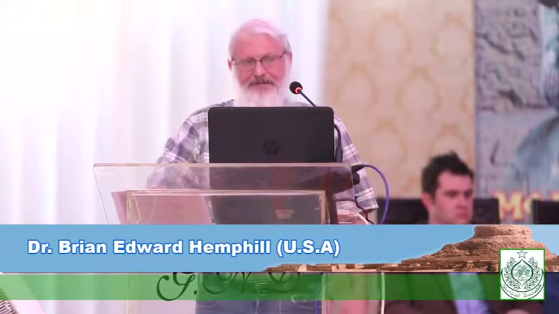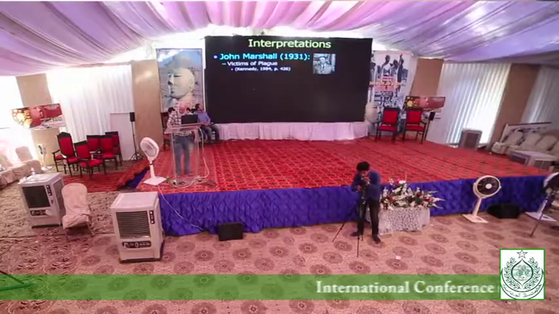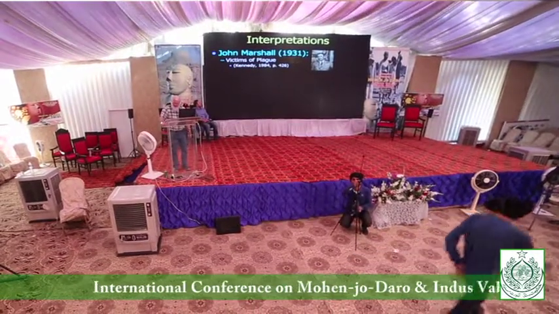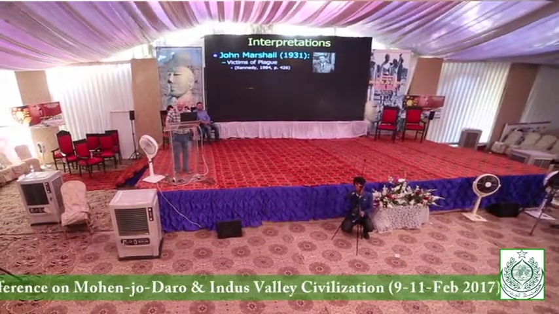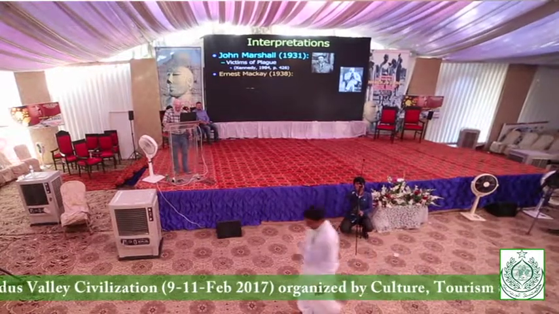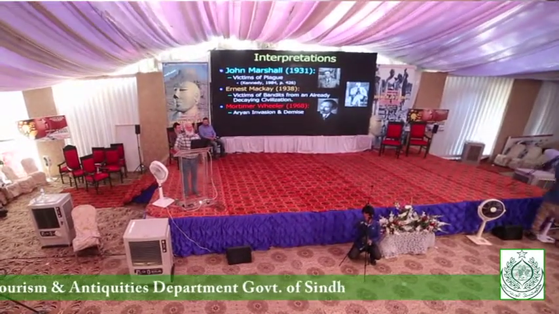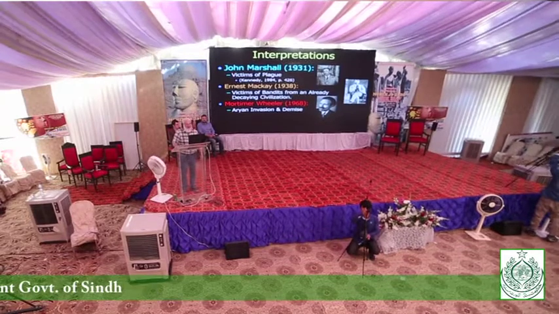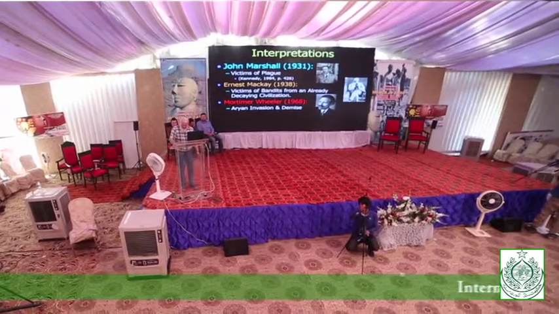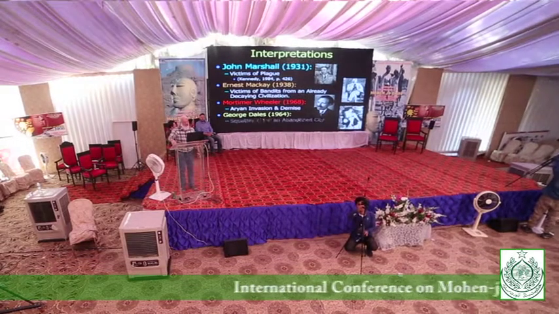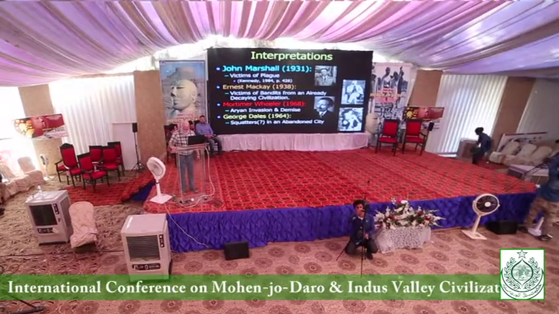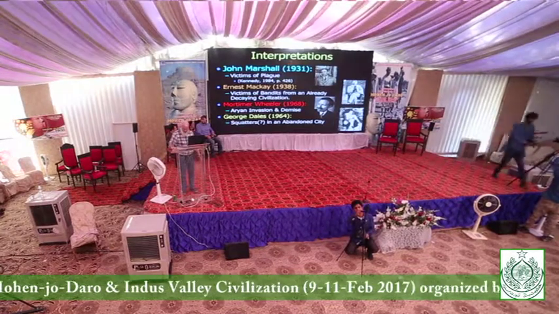Various researchers have offered an array of explanations for these remains. Marshall suggested that they were the victims of plague, and this was repeated by Kennedy in 1984. Mackay suggested that they were victims of bandits from the late phase of occupation of the city. Perhaps most memorably, Wheeler interpreted these remains as signaling the demise of the city at the hands of Aryan invaders from Central Asia. Finally, Dales suggested that these remains post-dated the abandonment of the city, and its ruins were used as a place for the disposal of the dead.